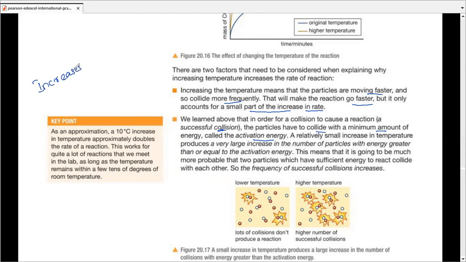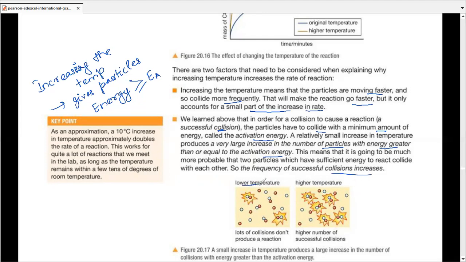Increasing the temperature basically gives particles energy greater than or equal to activation energy. What does this mean? This means more particles would have energy greater than or equal to activation energy, which means when those particles collide, they would turn out to be successful collisions, increasing the rate of reaction. Take a look, low temperature, just these particles are having successful collisions because only they have energy equal to or greater than activation energy. At higher temperature, more collisions will have the same effect and will have an energy equal to or greater than activation energy. So there are a higher number of successful collisions.